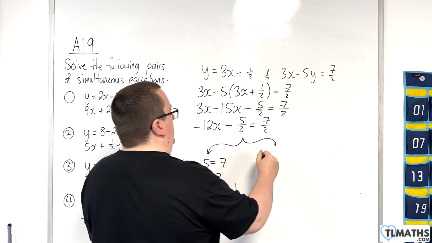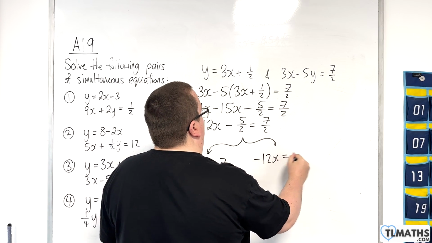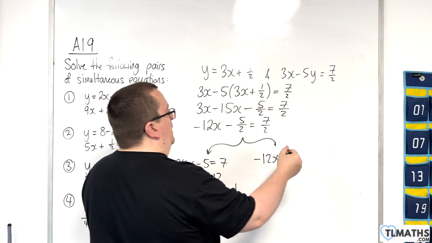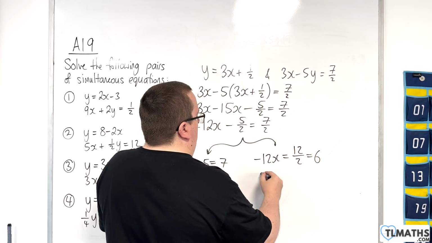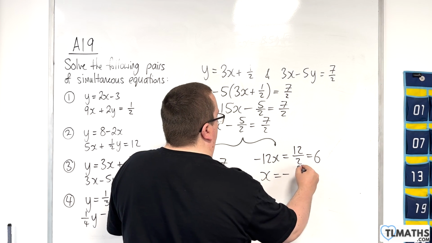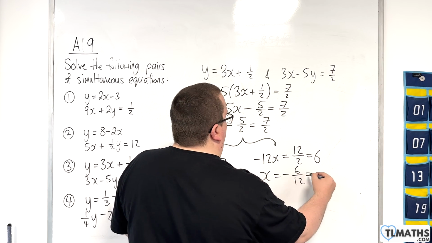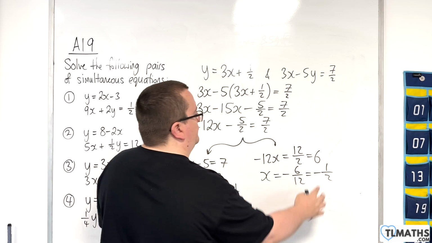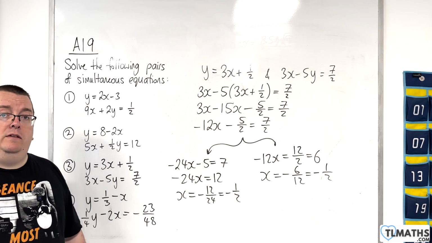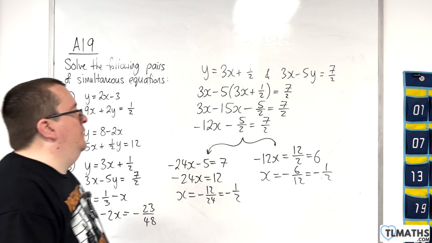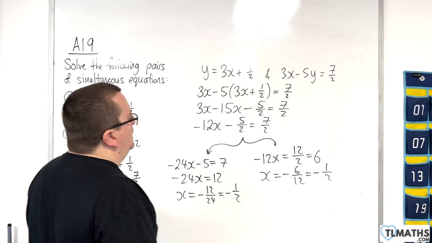you add the 5/2 to both sides. So 7/2 plus 5/2 is 12/2. 12/2 is, of course, 6. And then divide through by the minus 12. So minus 6/12 is also minus 1/2. So it doesn't really matter which way through you go there, okay? Whichever you feel most comfortable doing.